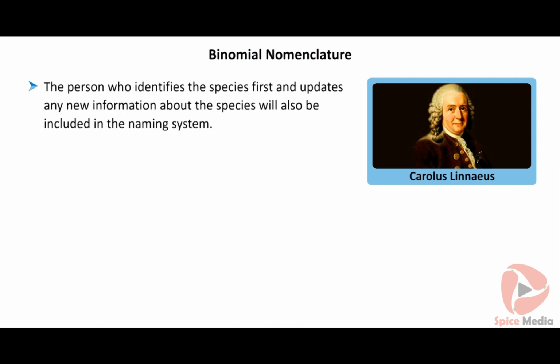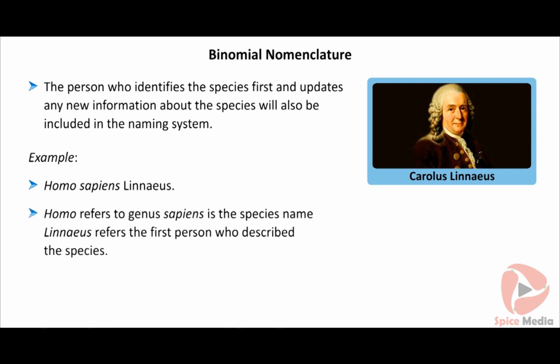The person who identifies the species first and updates any new information about the species will also be included in the naming system. For example, if the international name is written as Homo sapiens Linnaeus, the last name Linnaeus refers to the first person who described the species.